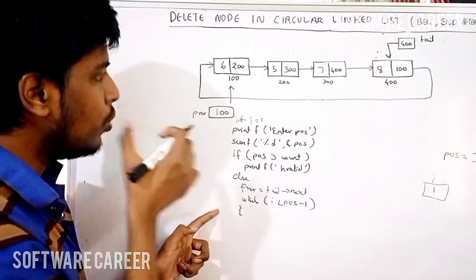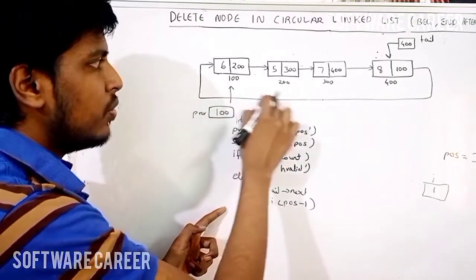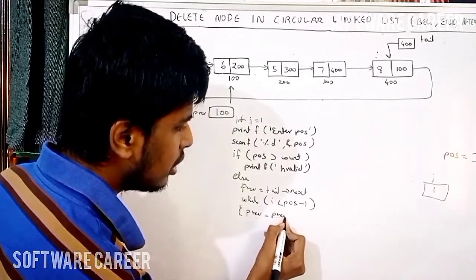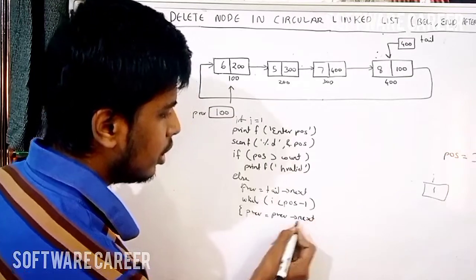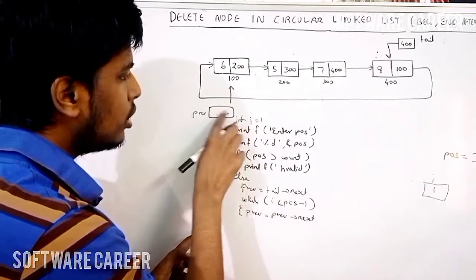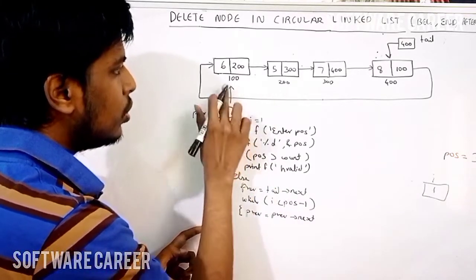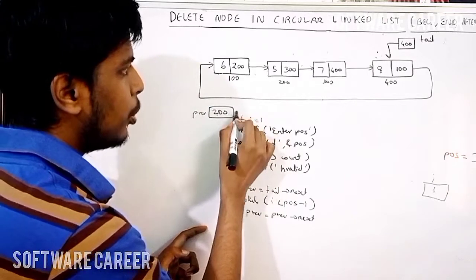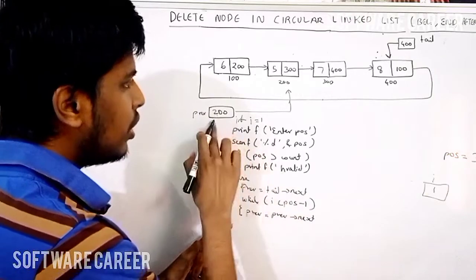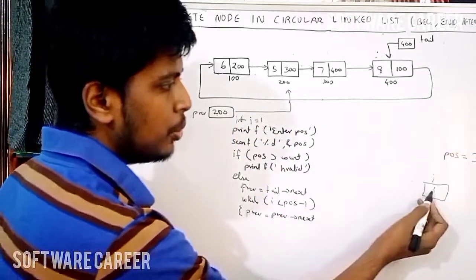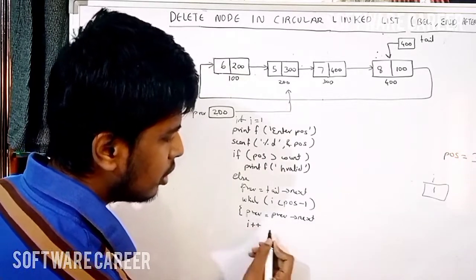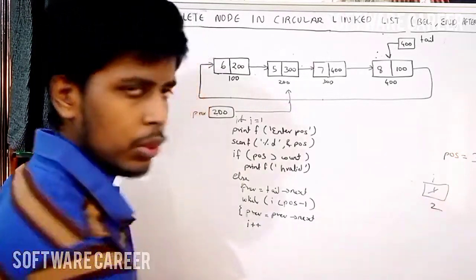Now I should move this previous pointer one step forward. So previous equals previous next. Now see, what is previous next? Previous is 100. 100 next is 200. So 200 is stored in this previous pointer. So this link is getting cancelled and this pointer is pointing to 200, this node. Now previous is pointing to the second node. That means i should be 2. So increase i value by 1. How to increase? i plus plus. So now it's updated to 2.